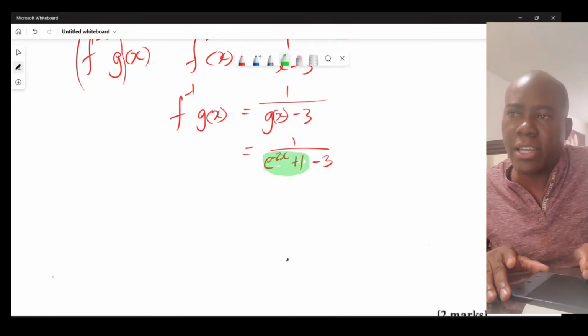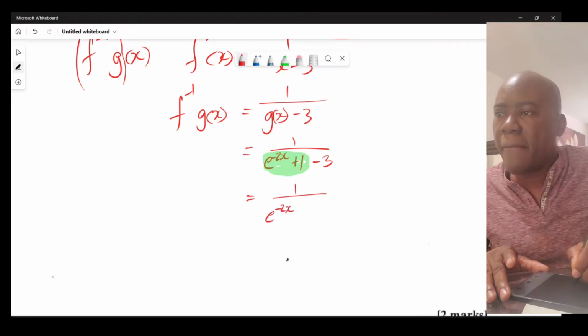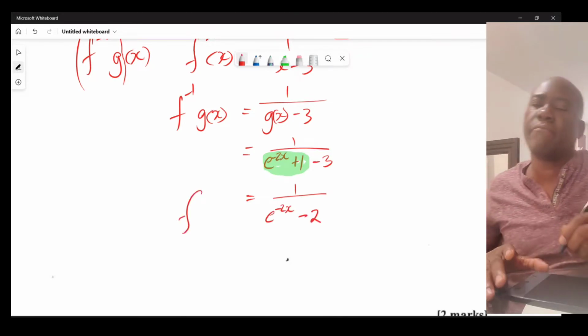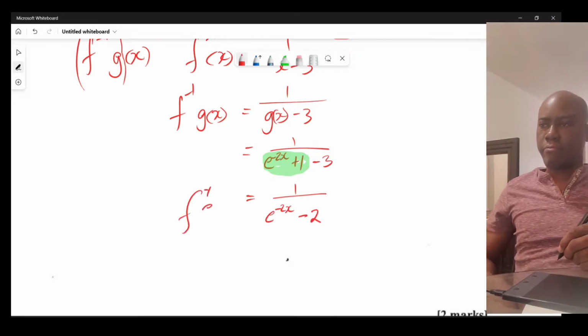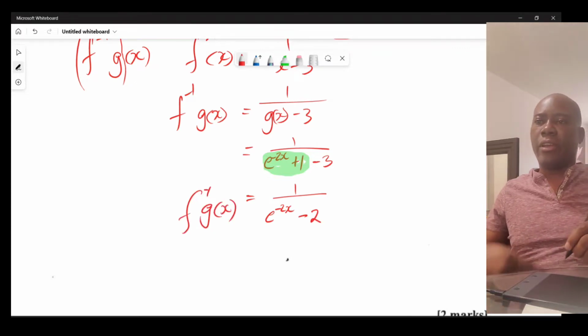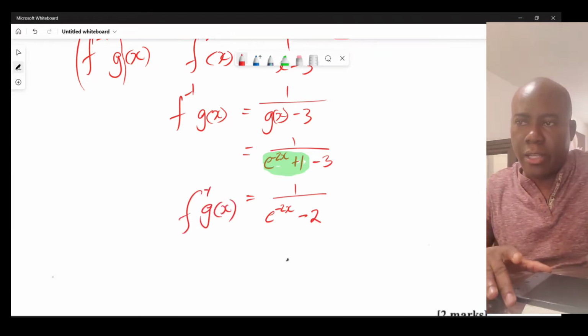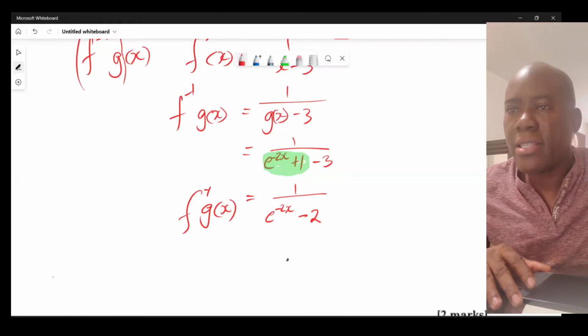It's still 1 over e^(-2x), but the plus 1 and the negative 3 give us a negative 2. So this is the inverse of f of g(x): 1/(e^(-2x) - 2). There it is, for 2 marks. All right, let's continue.